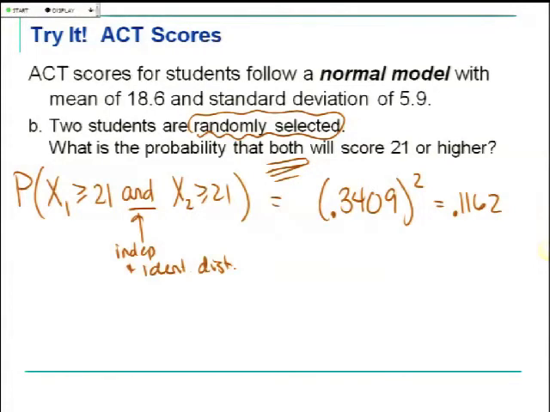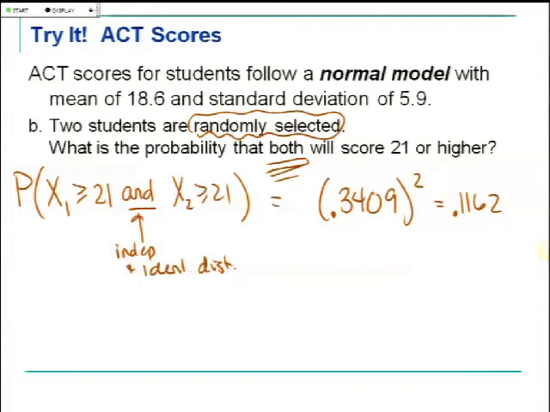Now, you could have approached this as a binomial problem. You have a sample of size 2, and you have p, a success rate of scoring 21 or higher of 0.3409. And then what you're doing is you're finding the probability that both, that all 2 out of 2 are successes. 2 choose 2 is 1. Success rate squared, failure rate to the 0 because there are no failures. And you get the same answer here. So this is really a binomial problem, but it's doing the all versus the none.